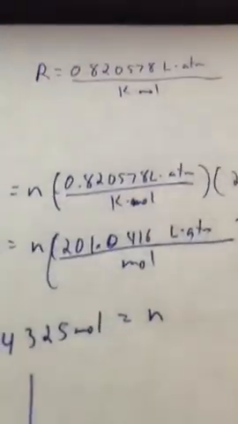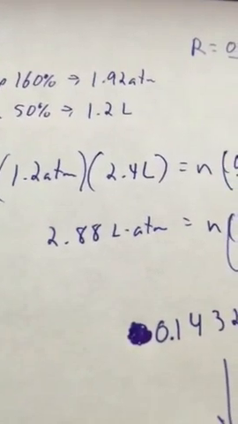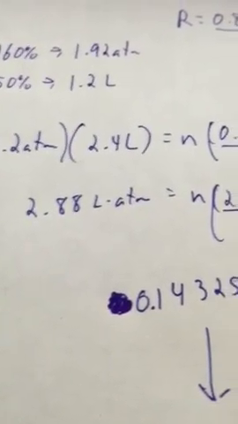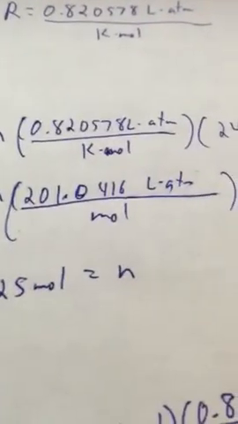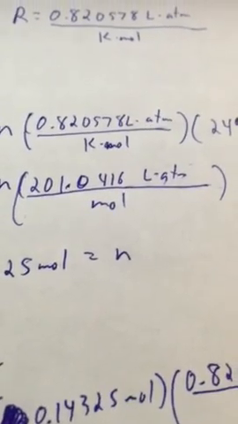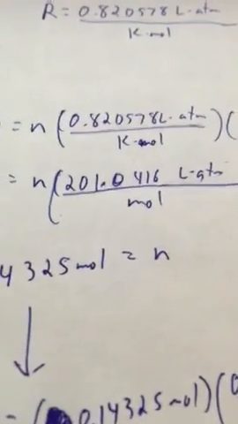Okay, and that's probably also your new memorization. Memorize those two. Okay, so it's 1.2 times 2.4. You get 2.88 liter atmospheres. There's our constant times our temperature. The kelvins cancel. You get 201.0416 liter atmosphere per mole.